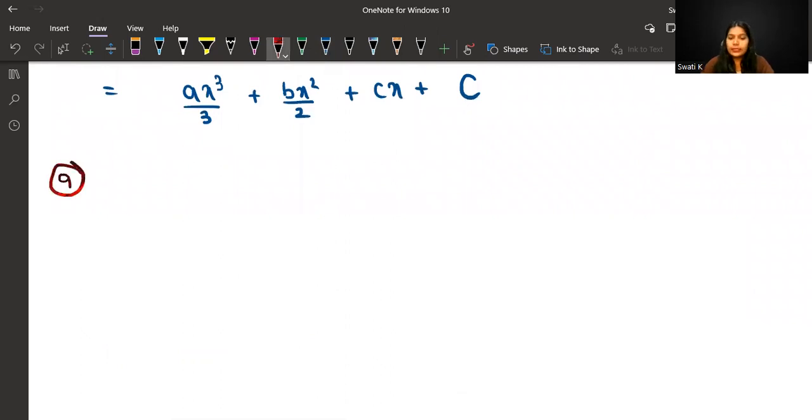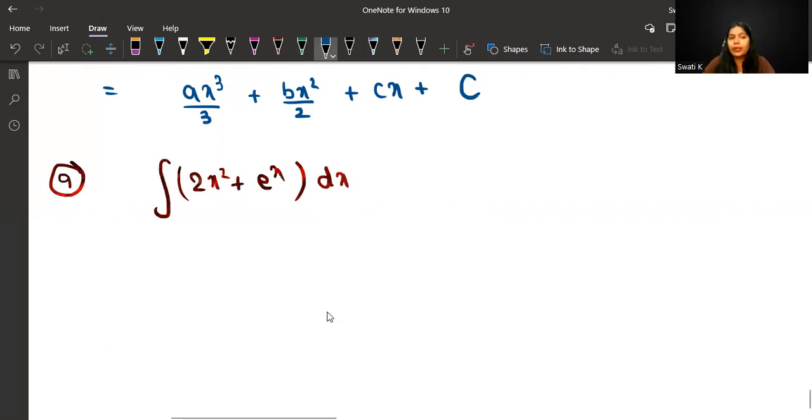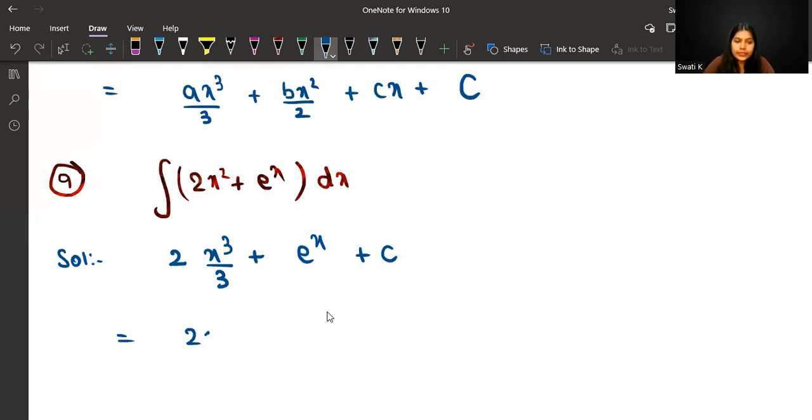Now we can go to the ninth question. We have to integrate 2x square plus e raised to x dx. Basically, the first exercise of NCERT integration is all about the formula. If you know the formula, you can do all the questions. If you integrate 2x square, it will become 2, integration of x square is x cube upon 3. The integration of e raised to x is e raised to x only, plus c. So it simply becomes 2x cube upon 3 plus e raised to x plus c.